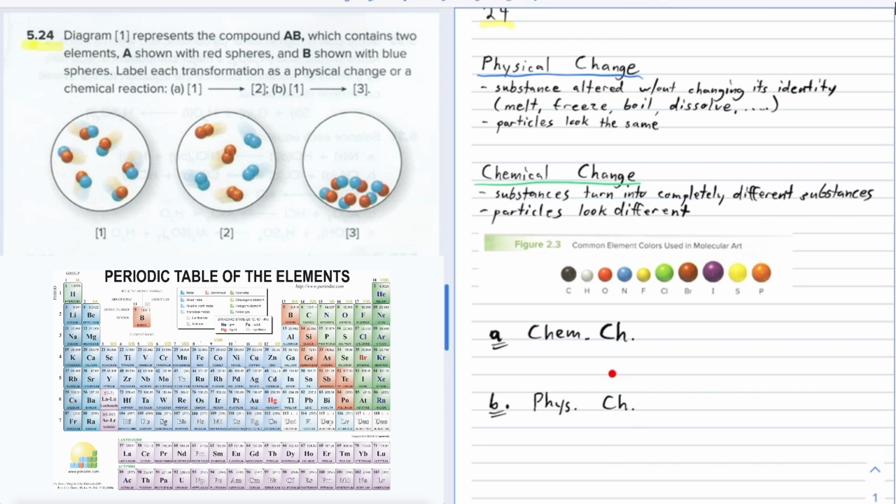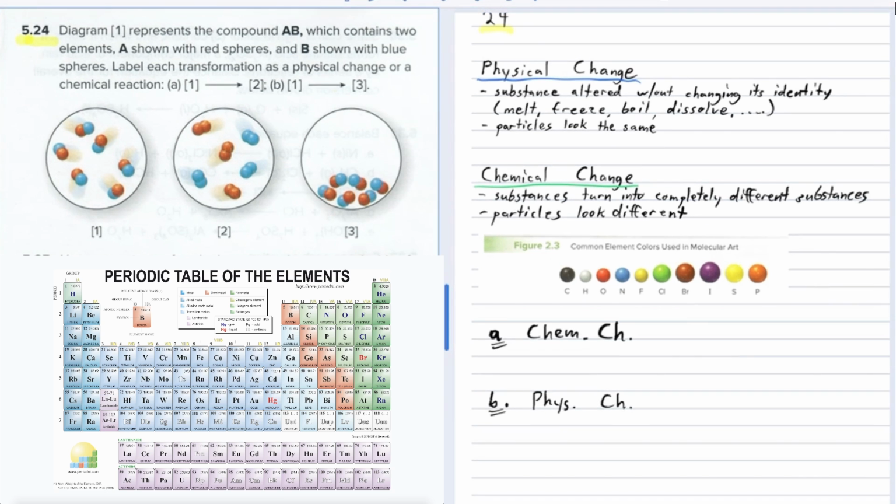We can identify these elements, I think, in the compounds. The red ones are the oxygens, and the blue ones are the nitrogens. So inside diagram 1, what we have is NO. I'm going to label this NO. There's one atom of nitrogen connected to one atom of oxygen. And when there's just one, you don't have to write the ones in the chemical formula.